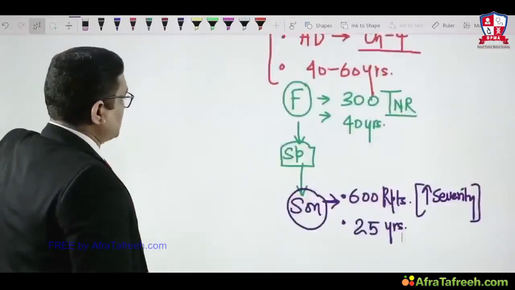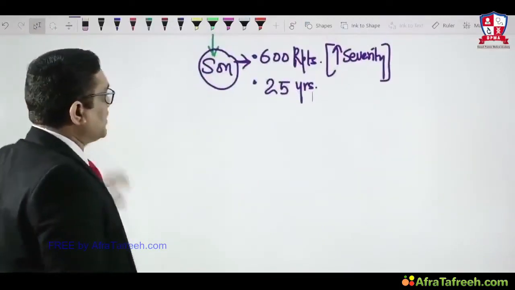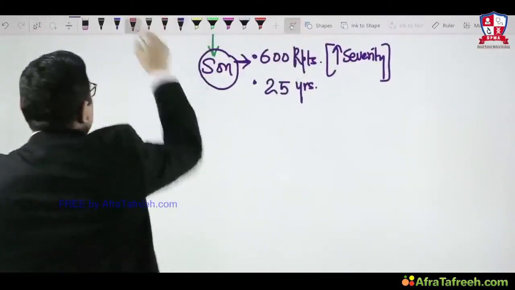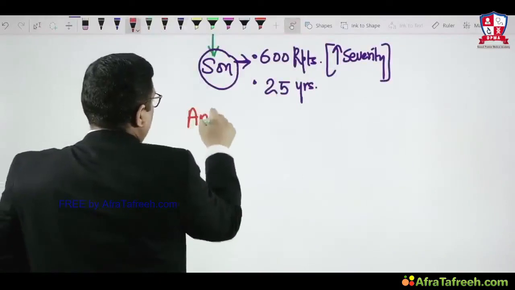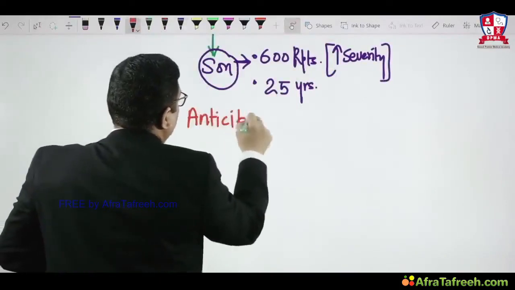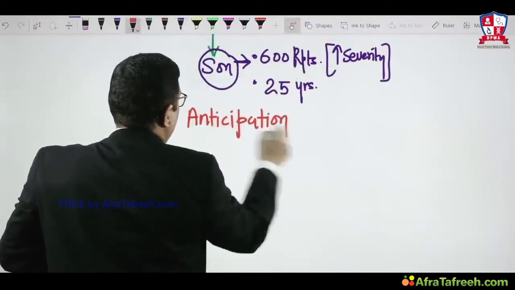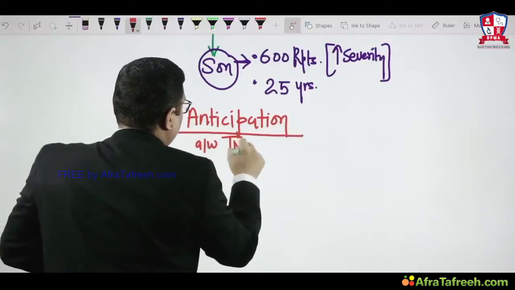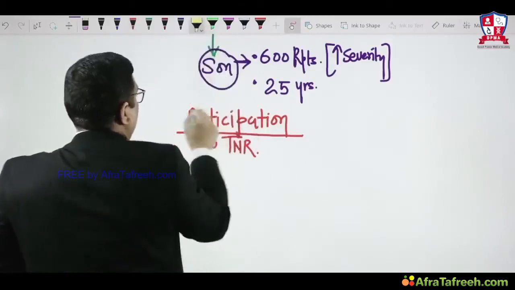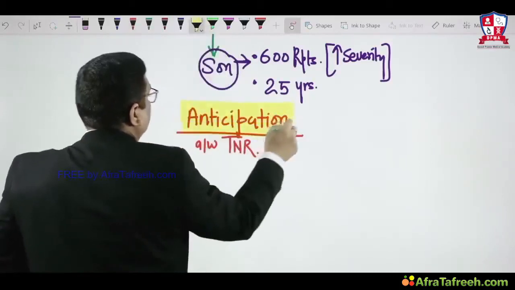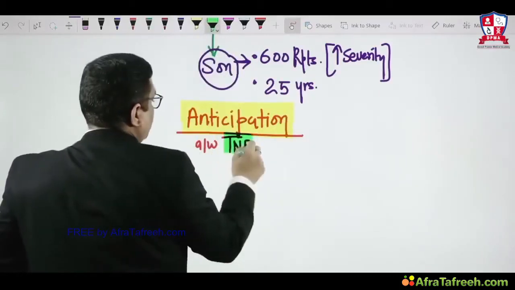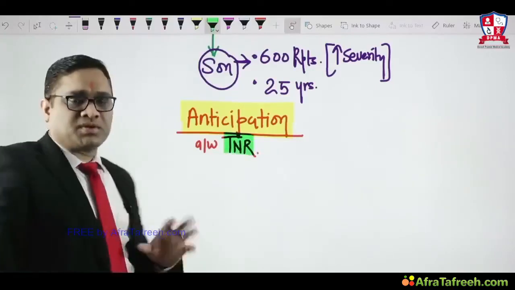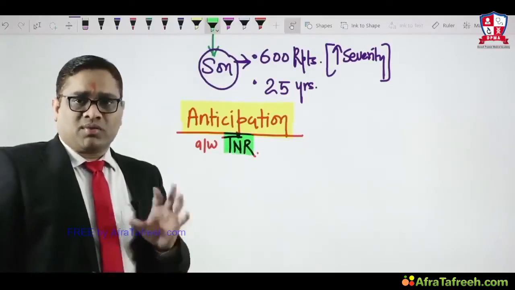What is this known as? This is an important MCQ in the All India exam. This is called anticipation, right? Anticipation is associated with trinucleotide repeat mutation. That was the question in the All India exam. This is the important thing we have to keep in our mind.